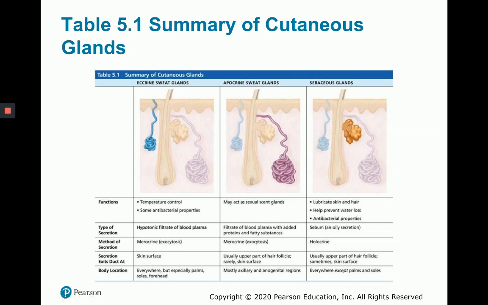And we can find eccrine sweat glands pretty much everywhere. You can find apocrine sweat glands in the armpits and around the genital region, and then you can find sebaceous glands almost everywhere. You can especially find eccrine sweat glands on the palms and soles of the feet and on your forehead, and you can never find sebaceous glands on your palms or soles of the feet. So there are some differences in where we can locate these glands as well.